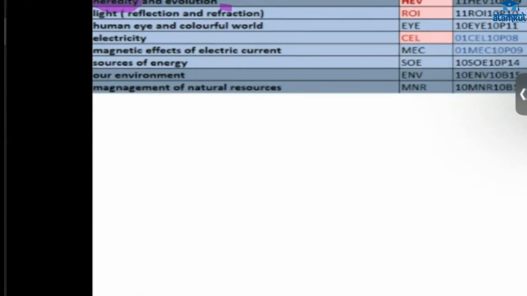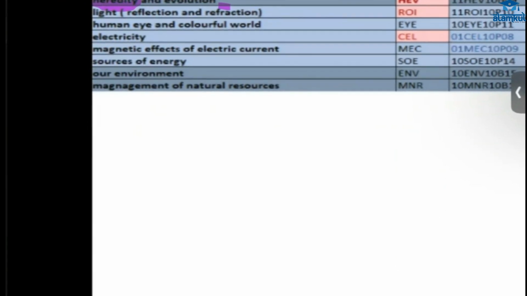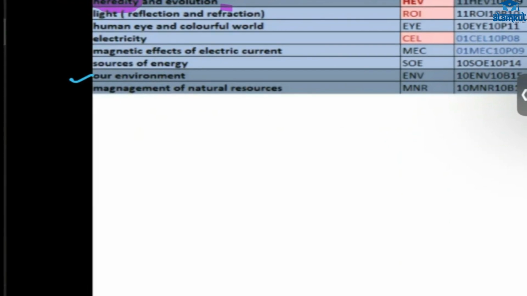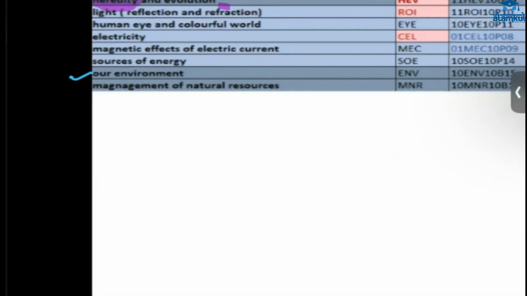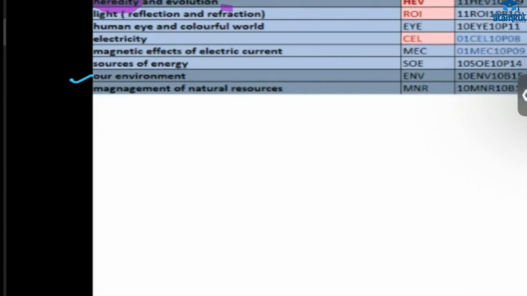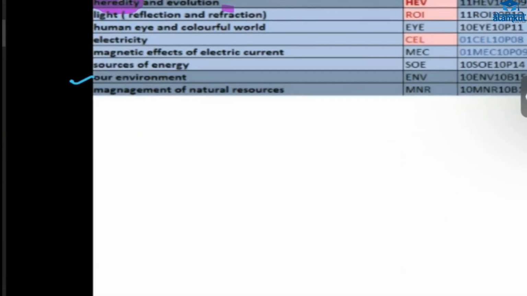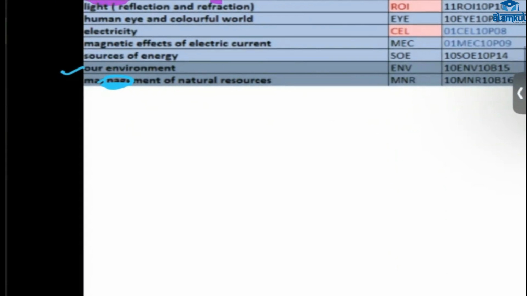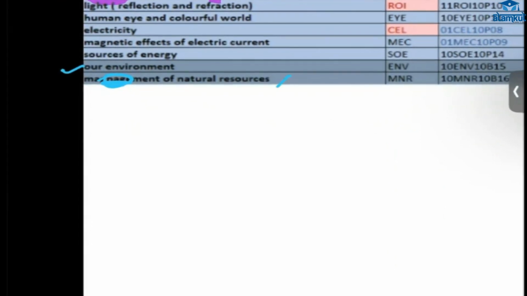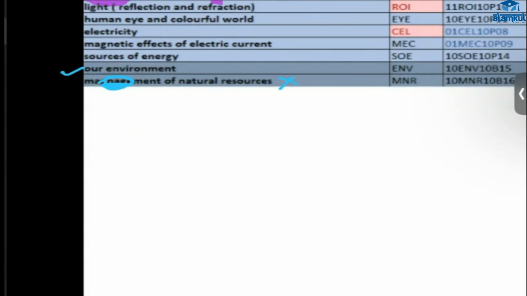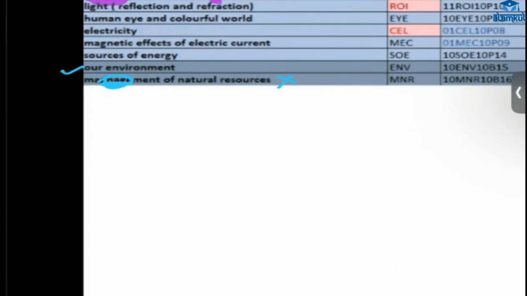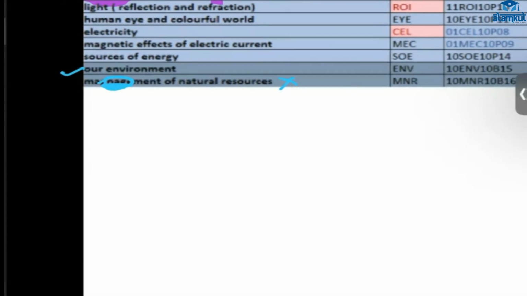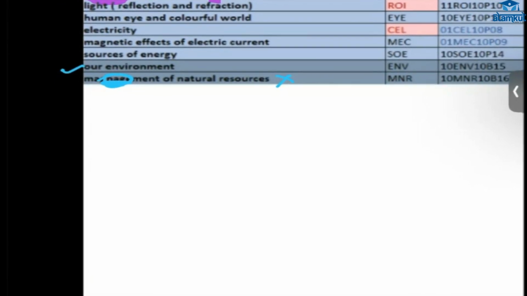Ma'am, is this the original chapter name or is it a typing error? This one, management, the spelling is wrong. Okay, so the chapter name is only "Our Environment". Ma'am, it should be environment, I think. That's what I was telling you in that message.